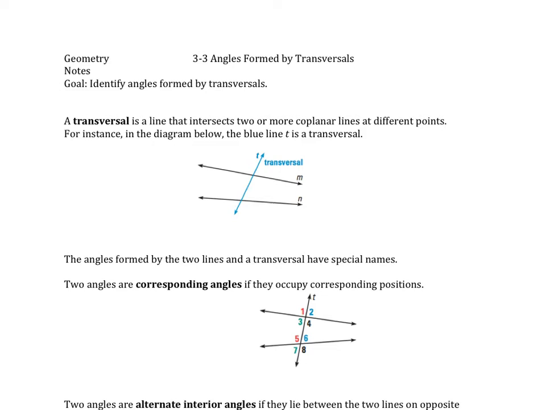This lesson is going to identify angles that are formed when we have two lines that are cut by a transversal. First of all, we need to define what a transversal is. A transversal is a line that intersects two or more coplanar lines at different points. So in this diagram, line T would be a transversal intersecting lines M and N.